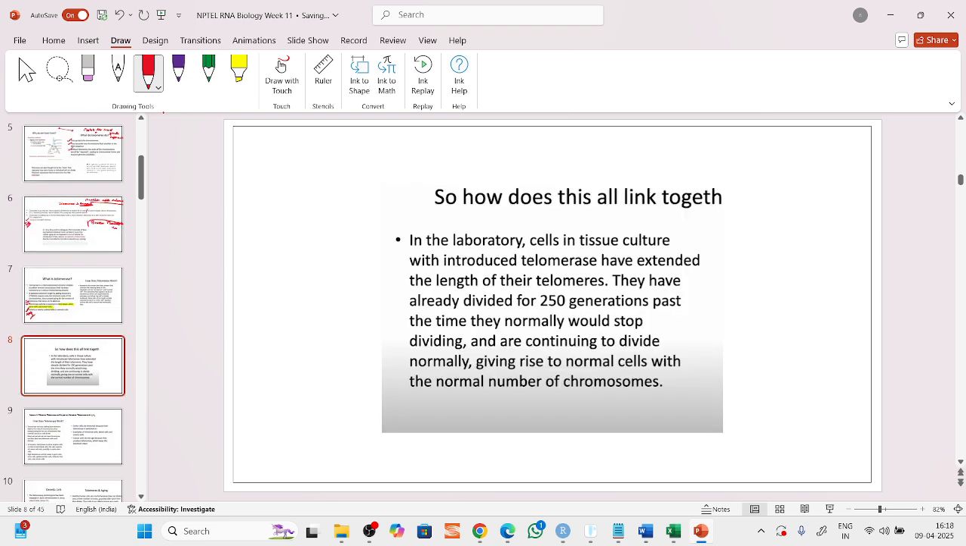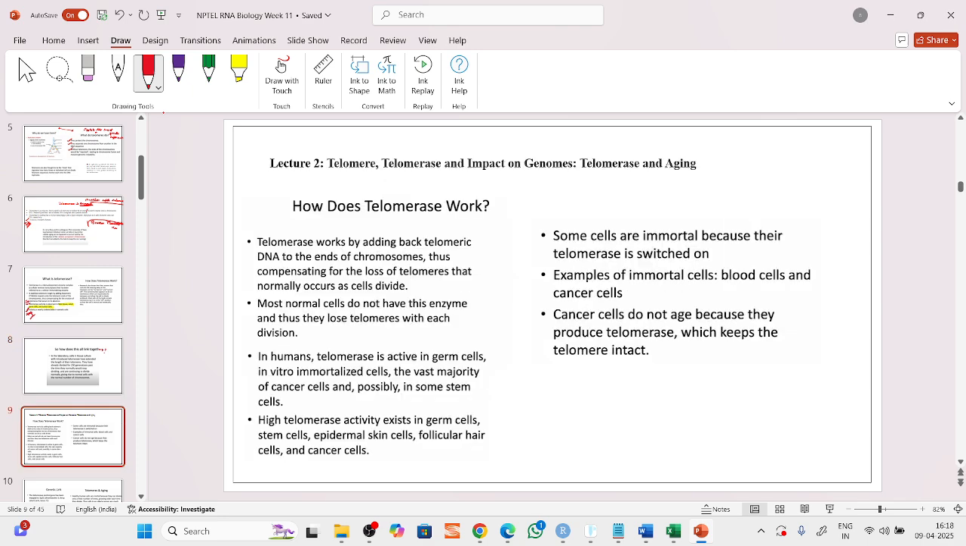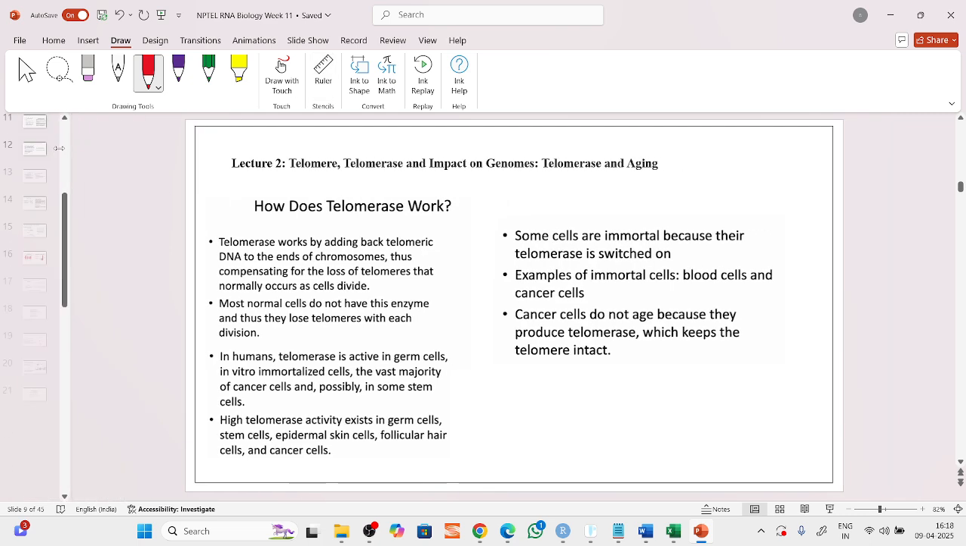So how does all this link together? In the laboratory, cells in tissue culture with introduced telomerase have extended the length of their telomeres. Okay. They have already divided for 250 generations past the time they normally would stop dividing and are continuing to divide normally, giving rise to normal cells with the normal number of chromosomes. Okay. So now let us see how these telomeres actually work.